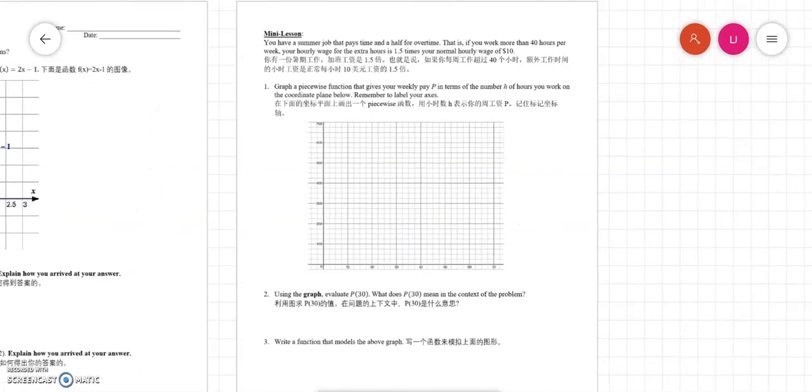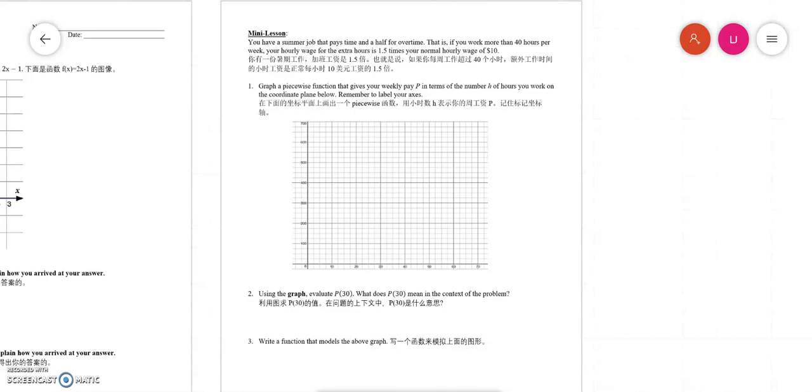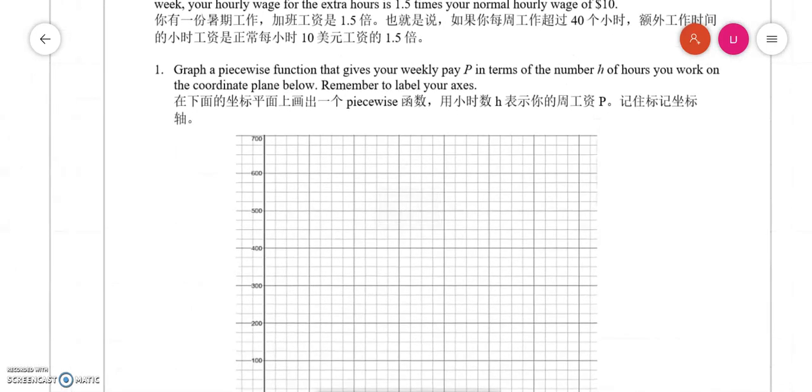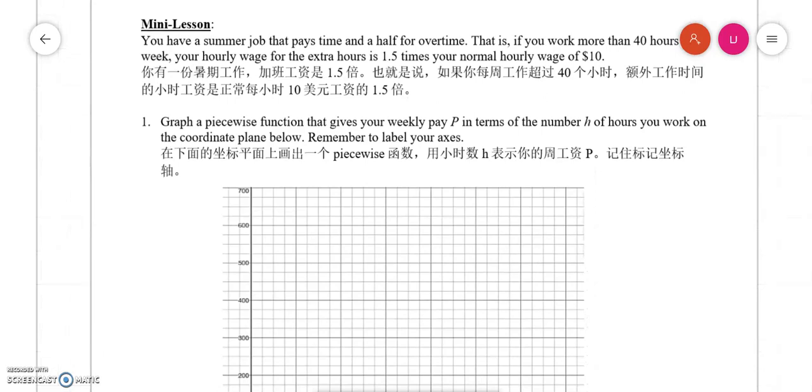But let's look at the mini lesson. The mini lesson situation is that there's a summer job, you have one, and there's time and a half for overtime. And overtime in general in the US is if you work more than 40 hours a week. So time and a half for overtime means that any overtime hours you work, you get 1.5 times your normal wage. And in this case, the normal hourly wage is $10. We're getting 1.5 times, so that would be $15 an hour.